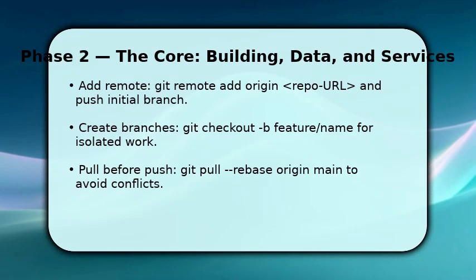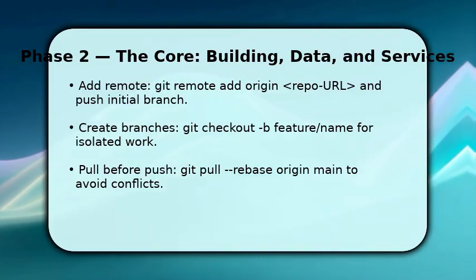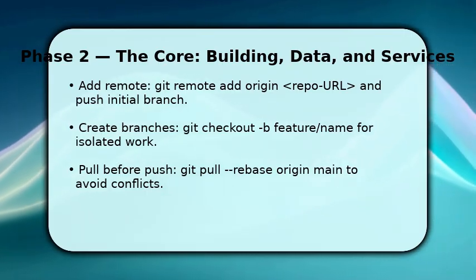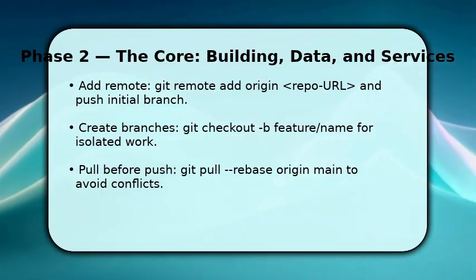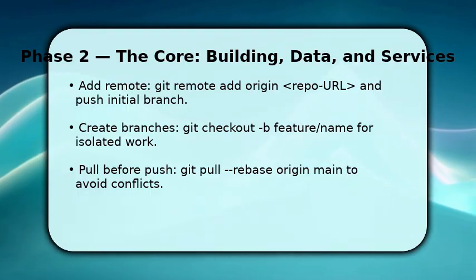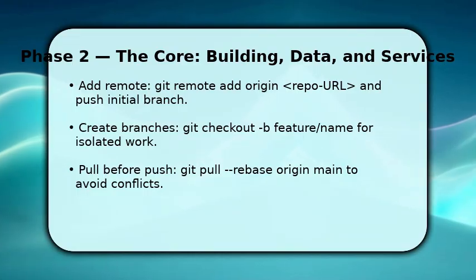Next, connect your local repo to GitHub by adding the remote origin and pushing your initial branch so the cloud has a copy. You will use branches for focused work. Create a branch with git checkout -b feature/name, make iterative commits, and test locally to keep changes safe. Before you push, always pull remote changes using git pull --rebase origin main to integrate others' updates smoothly.